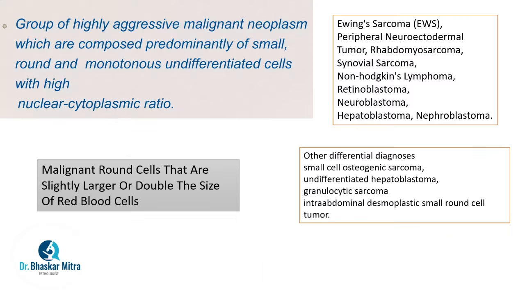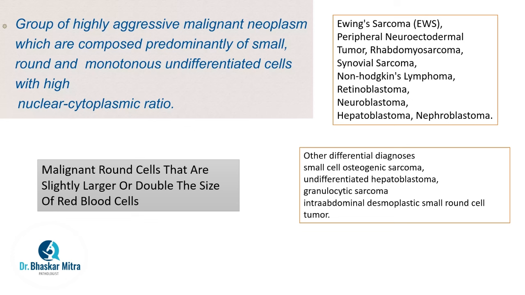First of all, we have to know the definition of small round cell tumor. This is a group of highly aggressive malignant neoplasms composed predominantly of small, round, monotonous, undifferentiated cells having a high nuclear cytoplasmic ratio. The size of these cells is at least larger than, or double the size of, a red blood cell. So small round cell tumor doesn't mean it's a very small thing. It's quite sizable.